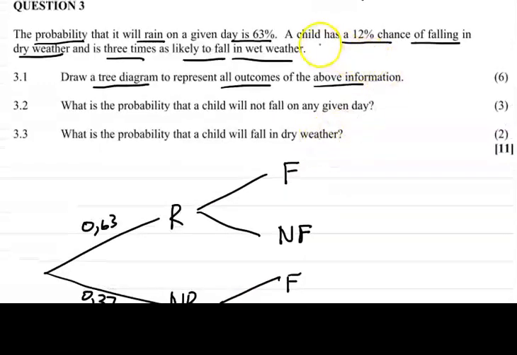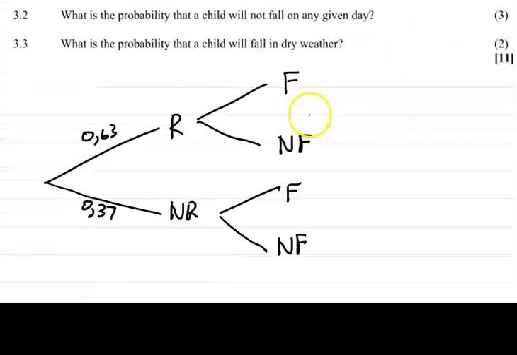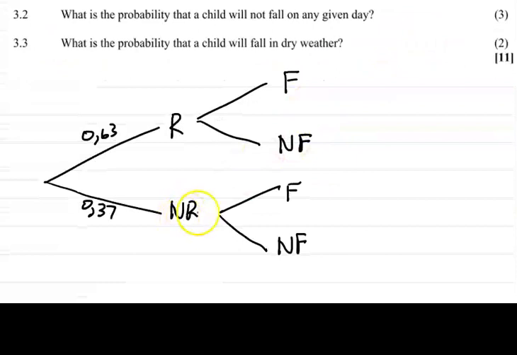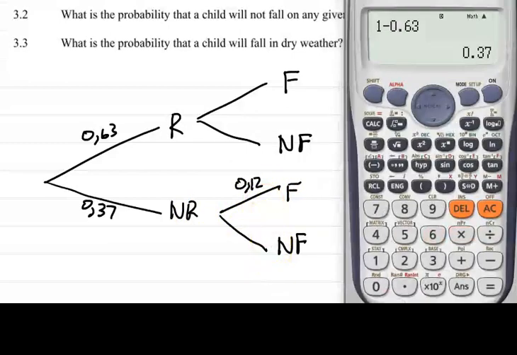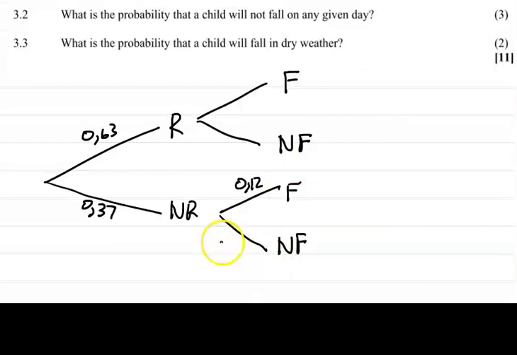So let's look at that. What's given to us here? Child has a 12% chance of falling in dry weather. So NR is not raining, so that's dry weather. So he has a 12% chance of falling in dry weather. So this will be 0.12. So 12% is 0.12. Therefore, not falling will be 1 minus 0.12, which is equal to 0.88.